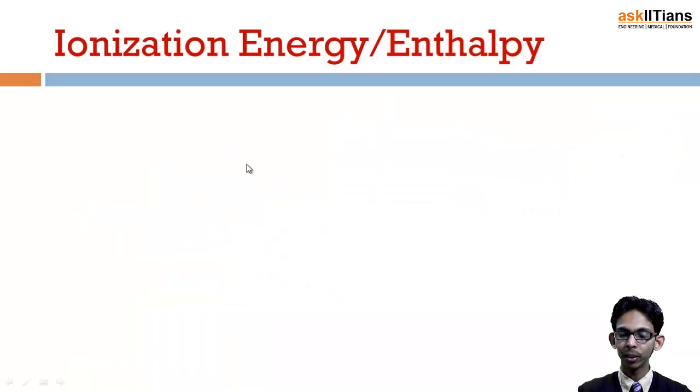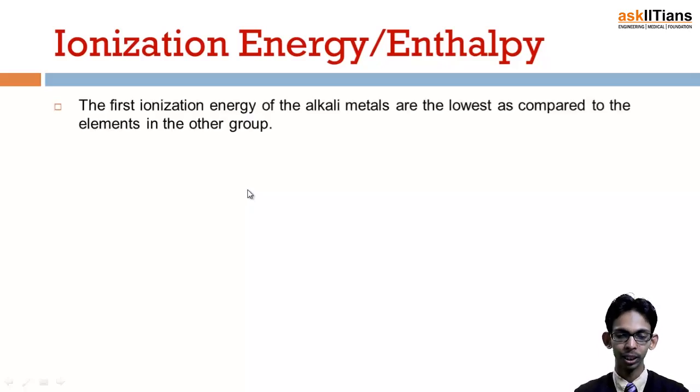Next is ionization energy or ionization enthalpy. We know these are metals, these have large size, so it's obvious their ionization energy is low. That means they easily release electrons. The first ionization energy of alkali metals is the lowest as compared to the elements in the other groups. The first ionization enthalpy is lowest.